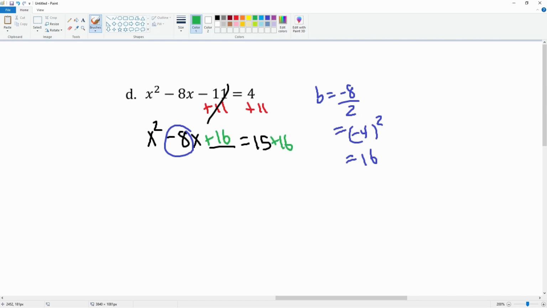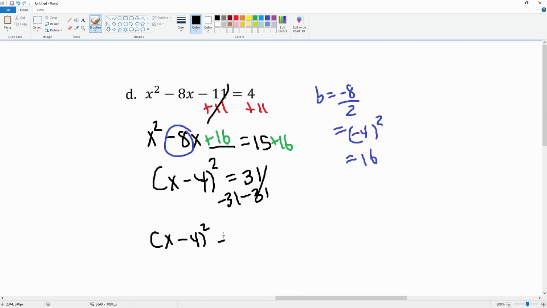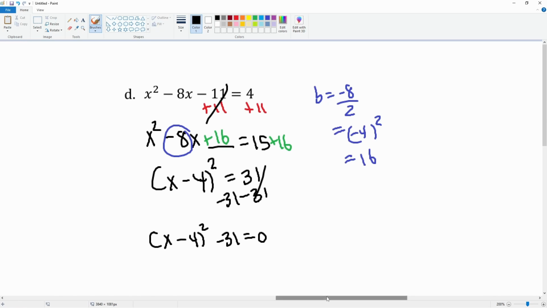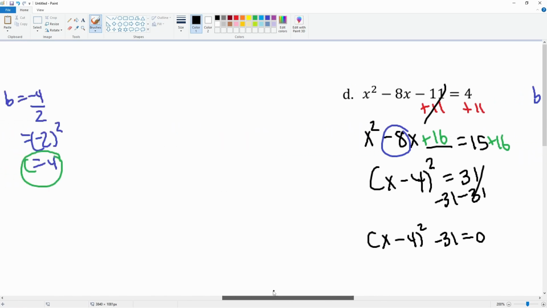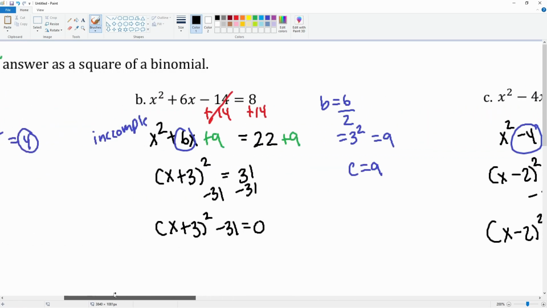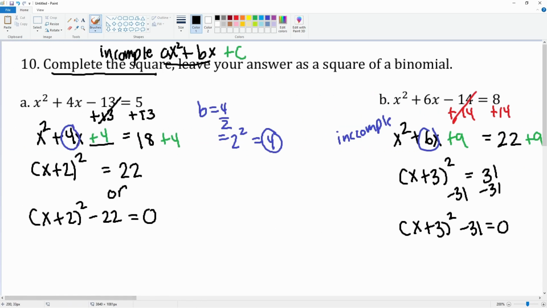We add 16 to both sides. Factoring, x minus 4, so it's just x minus 4 squared is equal to 15 plus 16, that is 31. Minus 31 on both sides, this cancels. x minus 4 squared minus 31 equals 0. So there you go, that is how you complete the square and leave it as a square of binomials. Please understand, you have to make it incomplete, where there is no constant, prior to doing anything.